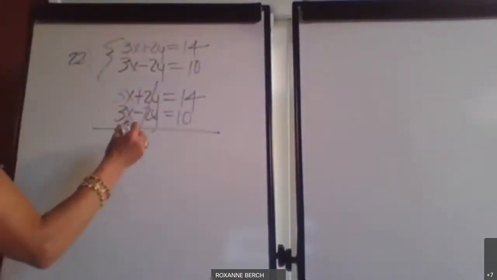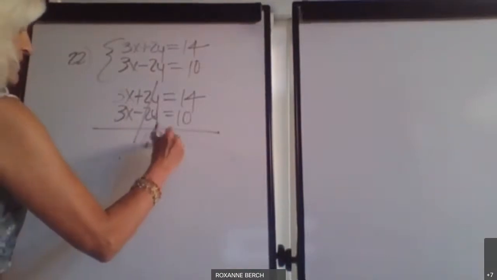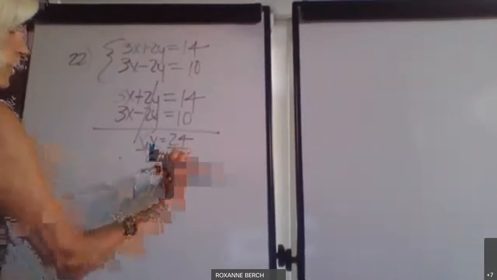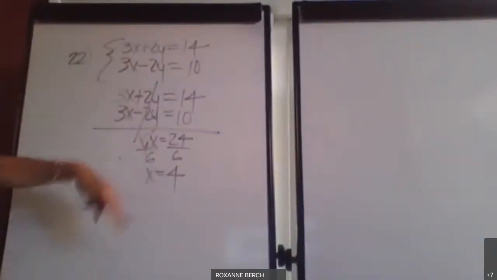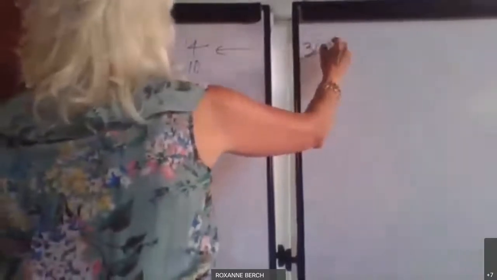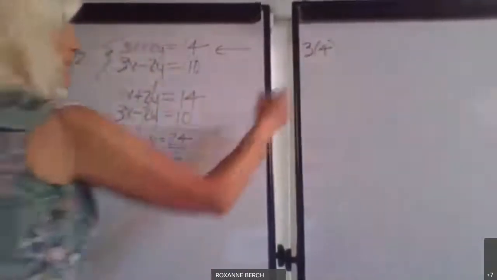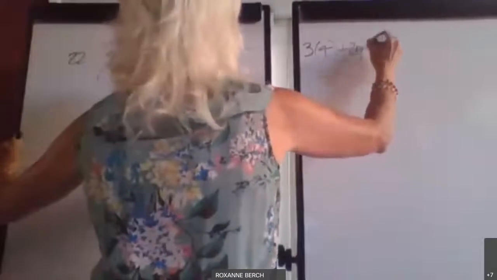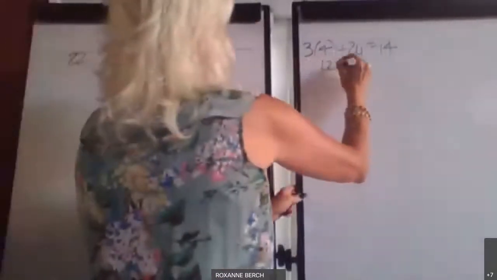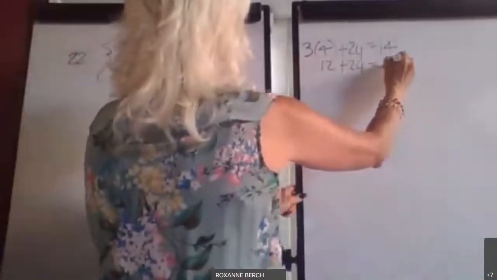So 3x plus 3x is 6x, and that's equal to 24. So when you divide by 6, x is equal to 4. Now you pick one of those to substitute into. I'll pick the top one. It'd be 3 times 4 plus 2y equals 14. Solve for y. 12 plus 2y equals 14.